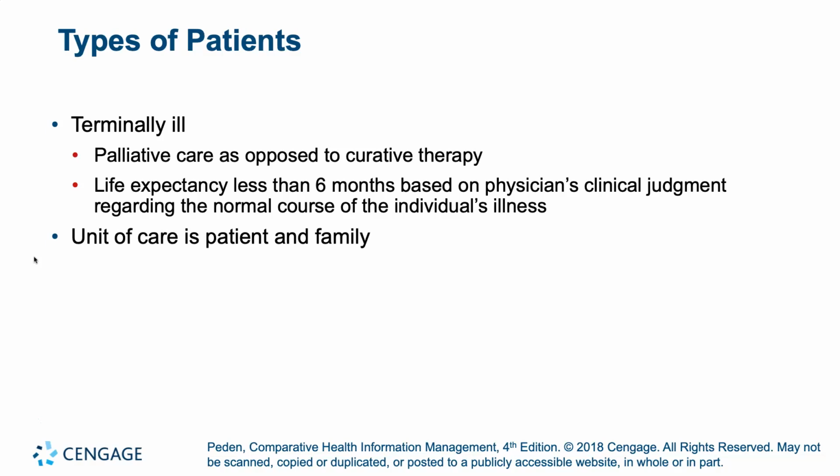And again, your life expectancy has to be 6 months or less based on the physician's clinical judgment in order to qualify for hospice. Another thing that's different about hospice, other than the fact that patients are terminally ill, is that the unit of care is not just the patient. It's the patient and the family, or patient and their loved ones, or patient and those who are around them.